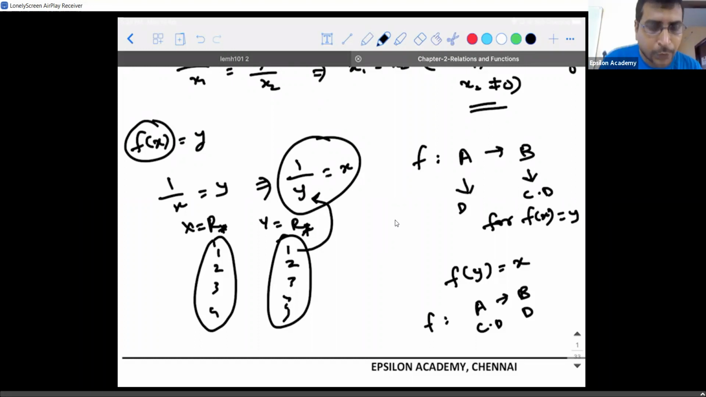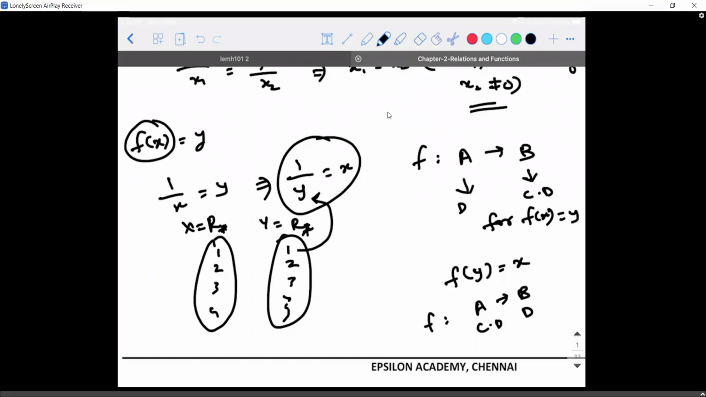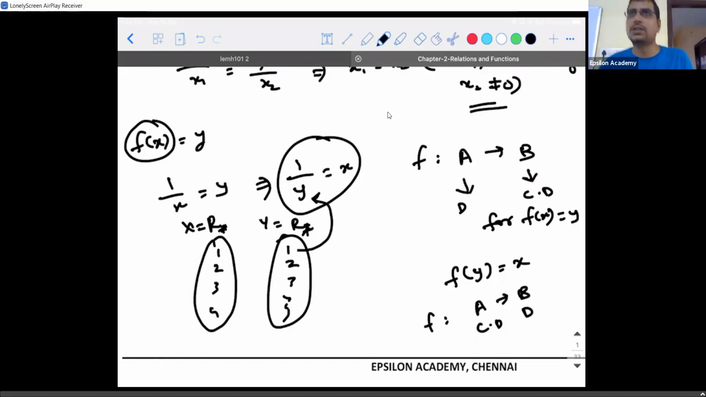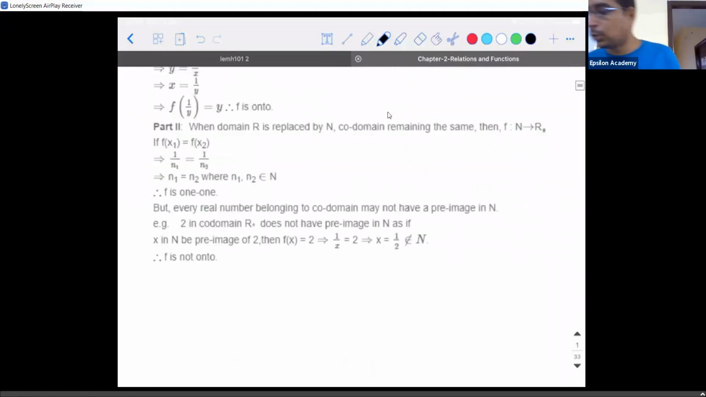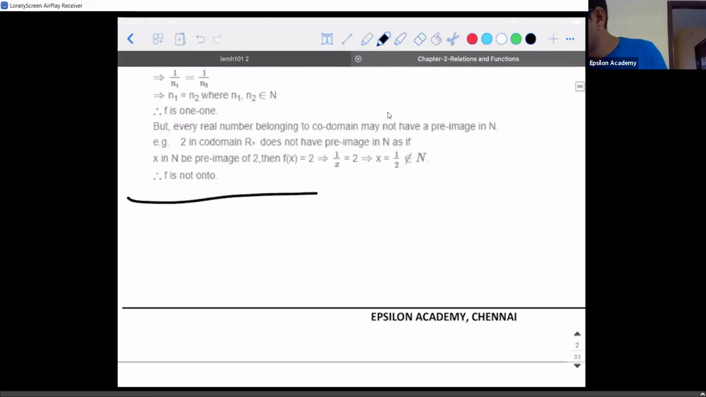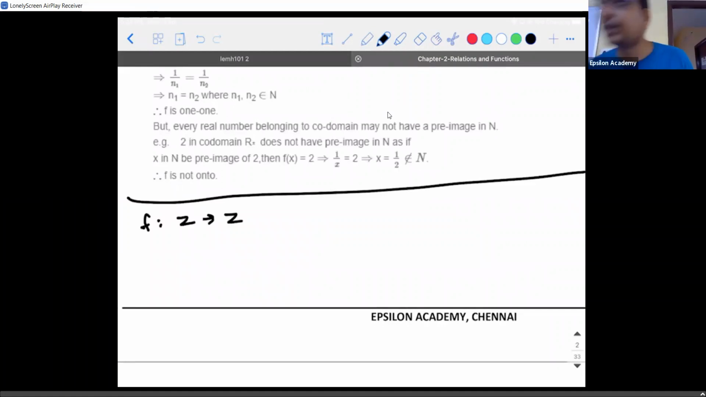Students online, I hope you are able to understand. So the domain and codomain changes, the whole game will change. So in this problem, it is satisfied. Students who are online, listen, I changed the question like this. f is mapped from Z to Z and the value of f of x is still 1 by x.